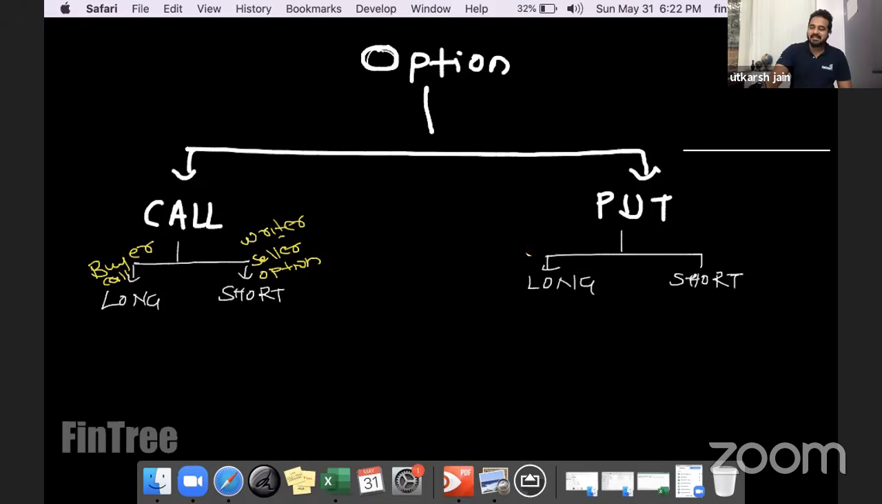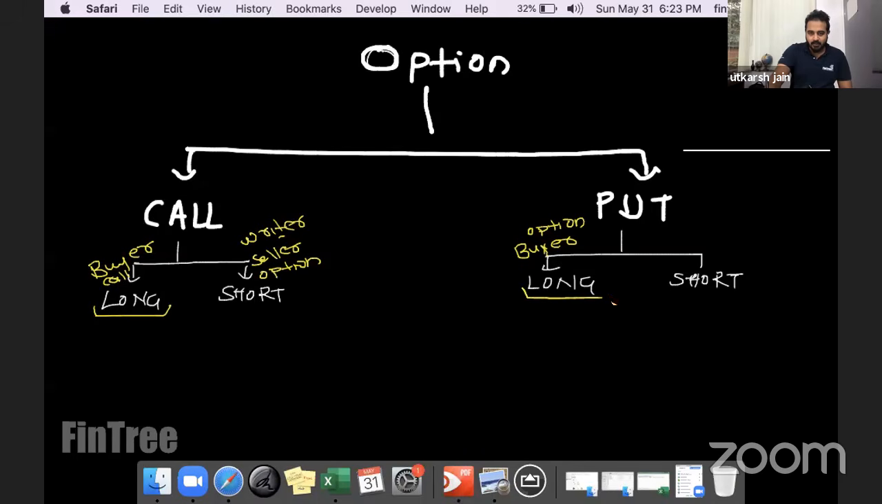Long put is a buyer. He's a buyer of the option. Buyer of the option, right? So this is what causes people a lot of confusion: how come long put is a buyer? Here's what you want to know: if you're on the long side, you're always a buyer.